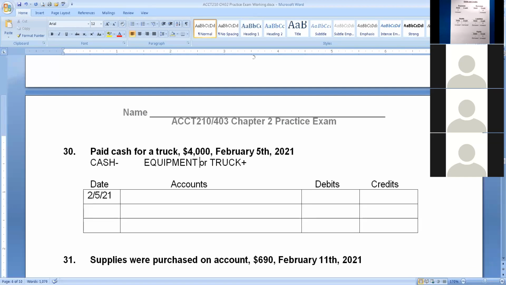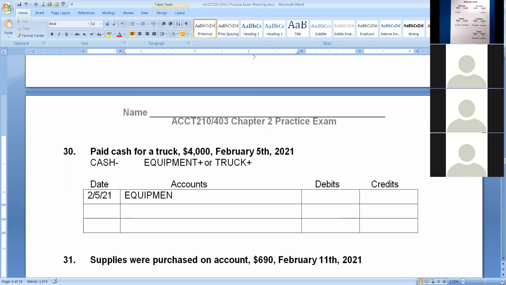You usually see it as equipment, but it's possible you have it in trucks or what, it really depends. There is no standardized account you have to call something. You can name accounts pretty much what you want. Equipment's probably the usual one, but it could be truck also. Okay.